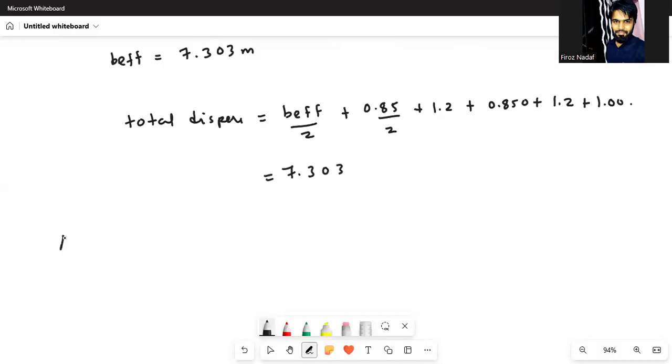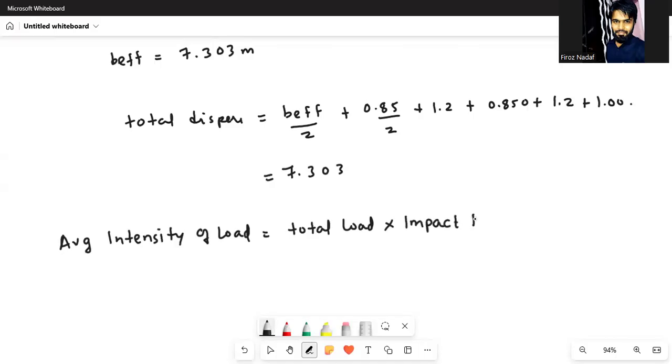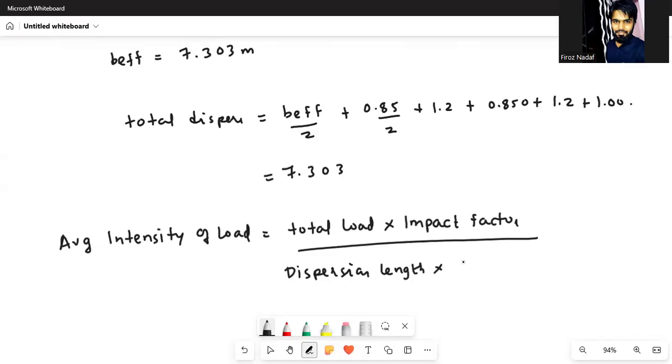So average intensity of load is equal to total load into impact factor divided by total dispersion length into total dispersion width.